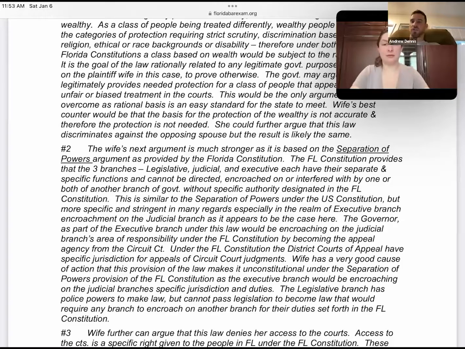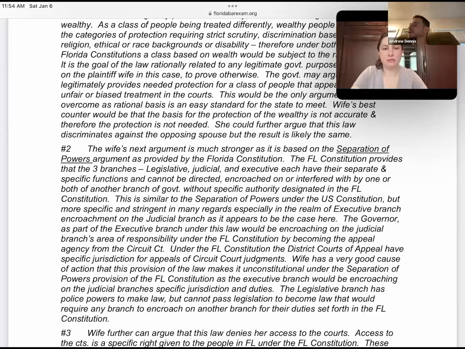The governor, or queen, as part of the executive branch under the law, could be encroaching on the judicial branch's area of responsibility under the Florida Constitution by becoming the appeal agency for the circuit court. Under the Florida Constitution, the District Court of Appeal, the DCAs, has specific jurisdiction for appeals of circuit court judgments. Wife has a very good cause of action that this provision of the law makes it unconstitutional under the separation of powers provision of the Florida Constitution, as the executive branch would be encroaching on the judicial branch's specific jurisdiction and duties. The legislative branch has police powers to make law, but cannot pass legislation that would require any branch to encroach on another branch for their duties set forth in the Florida Constitution.